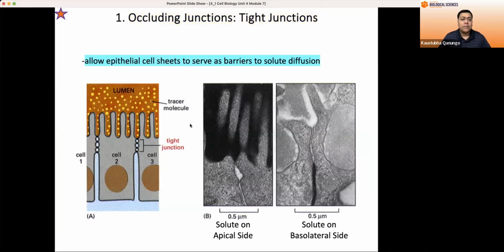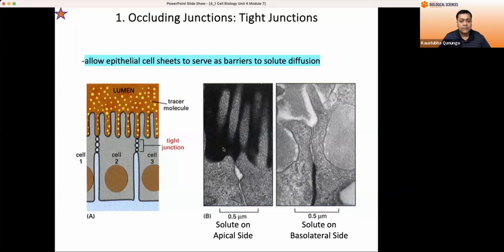So these are just some pictures with some electron dense dyes that are added onto the apical surface, and then the pictures are taken. So here you are seeing the junction, and these are individual finger-like microvilli from the cell.